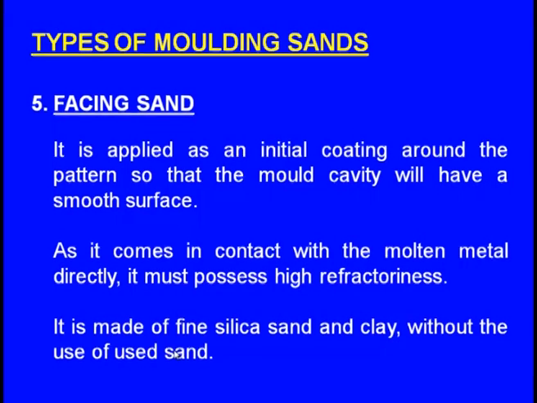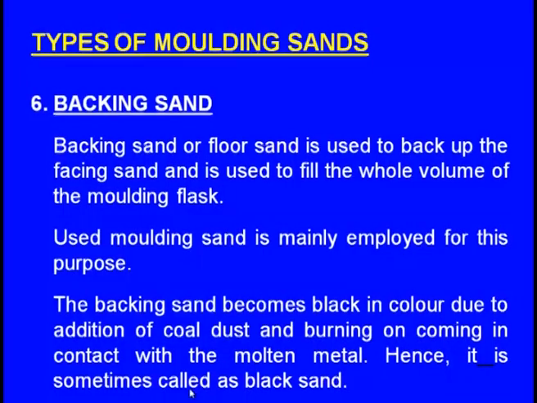Facing sand is to improve the surface finish of the cavity and also to get a better surface finish on the solidified casting. Next, let us see the backing sand. Backing sand, or floor sand, is used to back up the facing sand and to fill the whole volume of the molding flask. Initially we take the molding box and put the pattern inside, and over the pattern we sprinkle the facing sand to minimize the rough texture of the pattern. Then over that we put the molding sand.